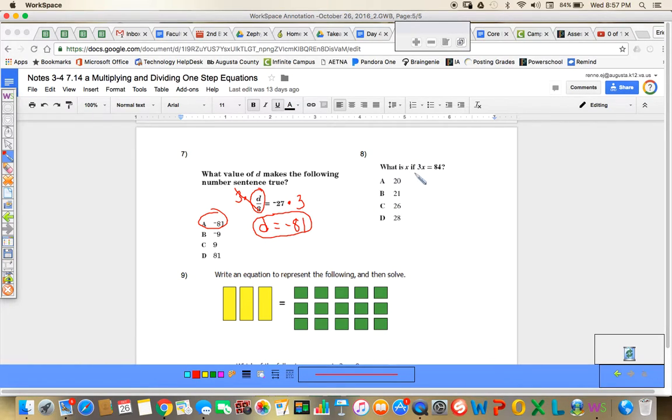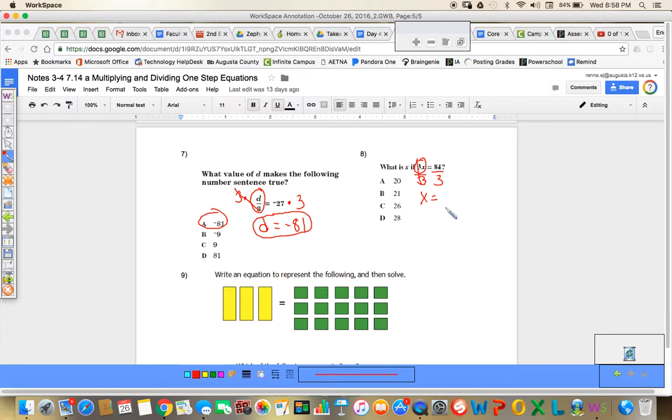Okay, moving on to number 8. What is x if 3x equals 84? So once again, I'm going to circle my variable. And I see a number in front of a letter, which tells me it's a multiplication equation. So I'm going to divide both sides by 3. 3 divided by 3 is a 1 in disguise. So x equals 84 divided by 3.